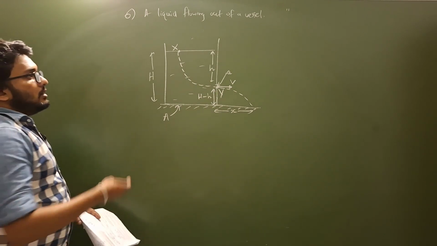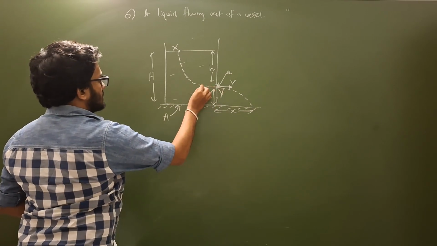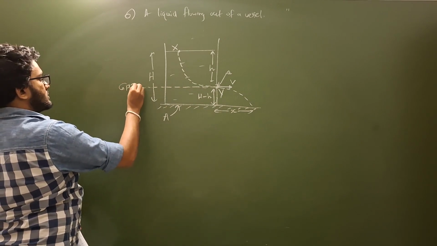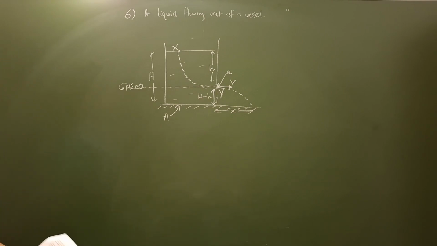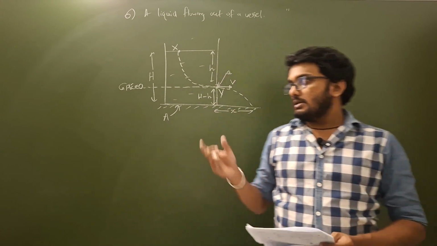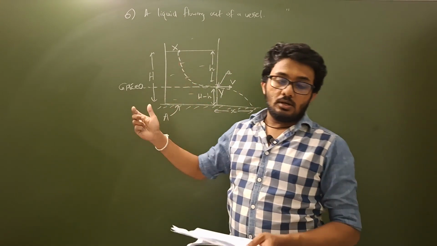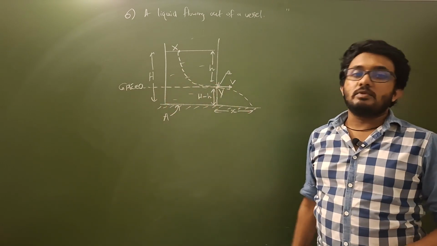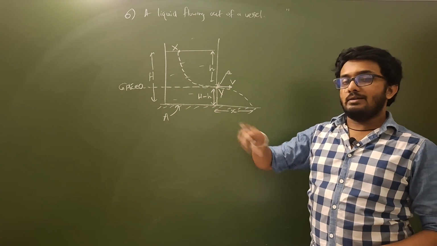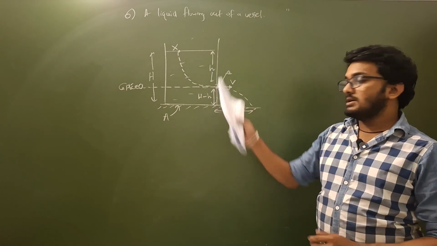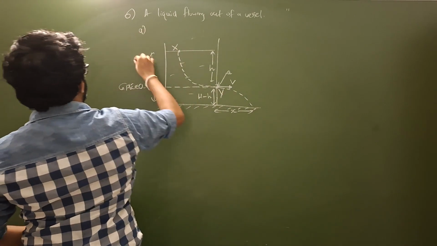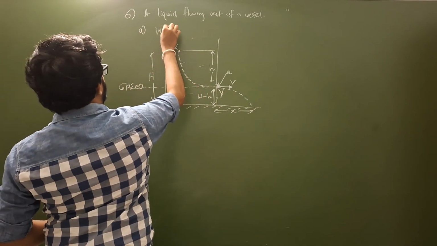Now when analyzing this setup, we need a gravitational potential energy 0 level. So let this be the gravitational potential energy 0 level right now. When we are discussing the theory and equations about liquid flowing out from a vessel, there are two cases. One is when this opening is very small, and the other case is when the opening is relatively large. So let's take this case as when the opening is small.